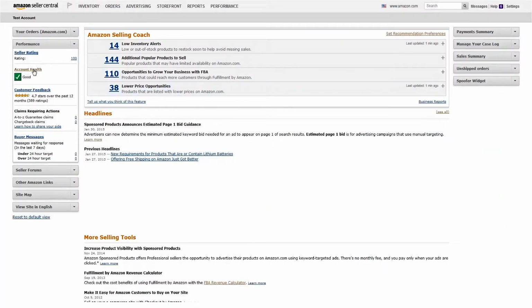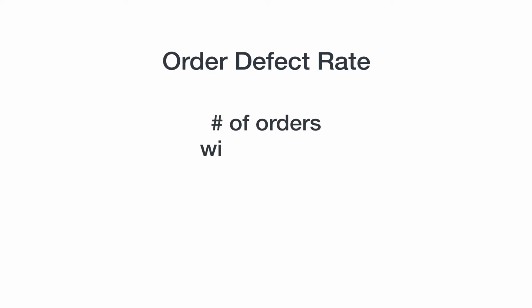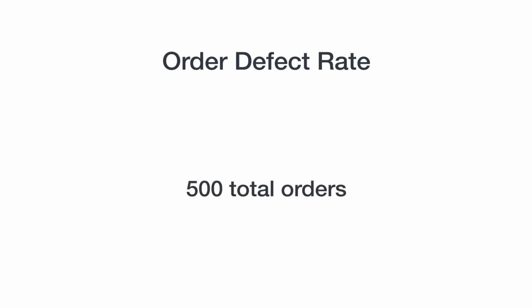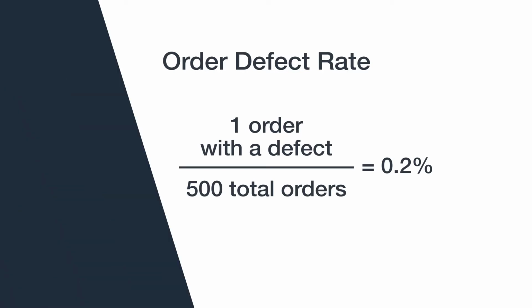There are 6 main account health metrics on the performance checklist. In this video, we're going to talk about the first 3: order defect rate, cancellation rate, and late shipment rate. The first metric, order defect rate, or ODR, is calculated by taking the number of orders with a defect and dividing by the total number of orders for each time period. For example, if you have 500 orders in a given time period and only one of them has a defect, your ODR is 0.2%. The target for ODR is less than 1%.